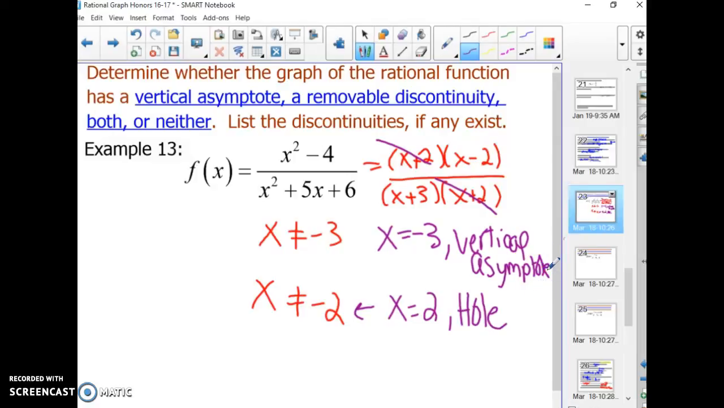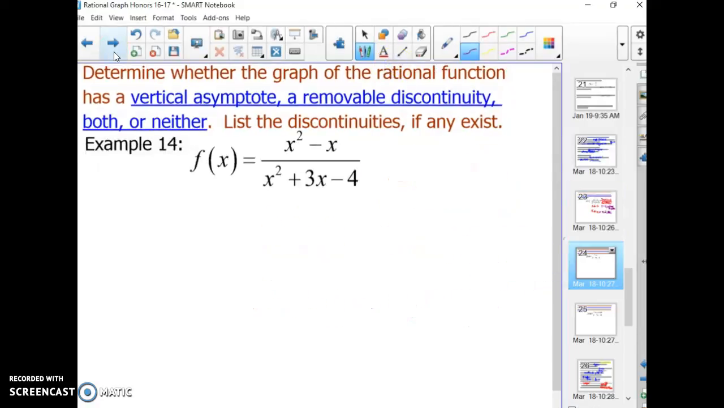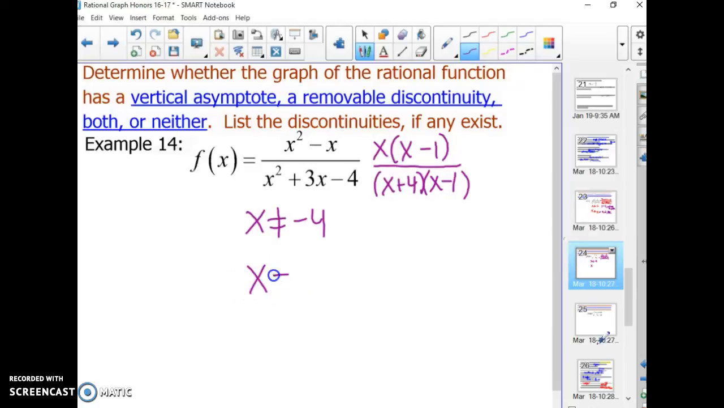Okay, next part. Here we go. Number 14, factor the top, factor the bottom. The top factors out into an x and an x minus 1. The bottom factors into this x plus 4 and an x minus 1. Okay, I know the bottom cannot equal a negative 4 and a positive 1. So here we go. Those go away, so I know right there when x is equal to 1, I'm going to have a hole.